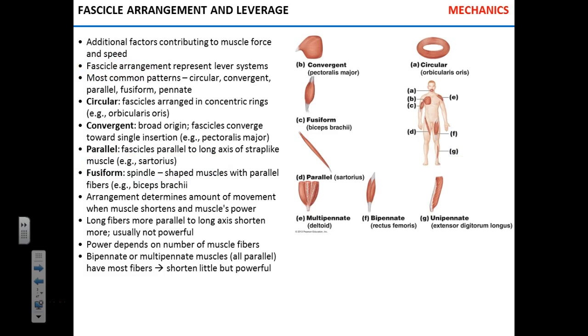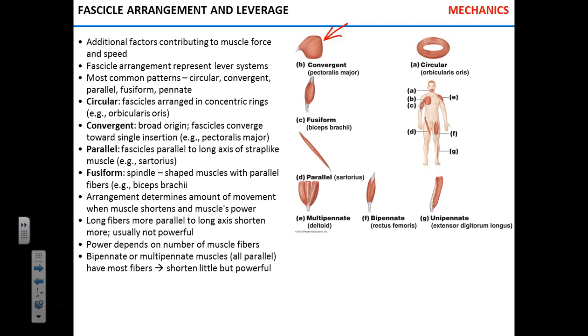Arrangement of fascicles and how they influence the strength. There are different ones. For instance, convergent. Look at this. Your liver is exposed. Pectoralis major, right here. Origin is at the sternum. Insertion cannot be seen, but it's at the humerus. All those fibers have a broad origin. Does that make sense?